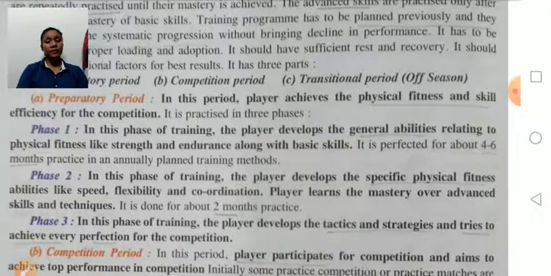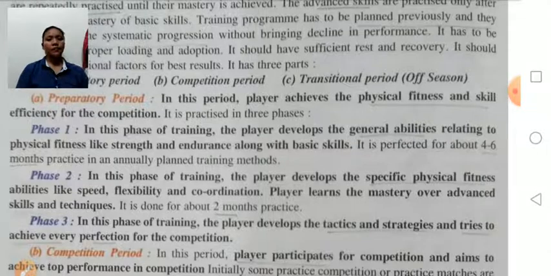And last is the third phase of training. In this phase, the player develops tactics and strategies and tries to achieve perfection in the competition.